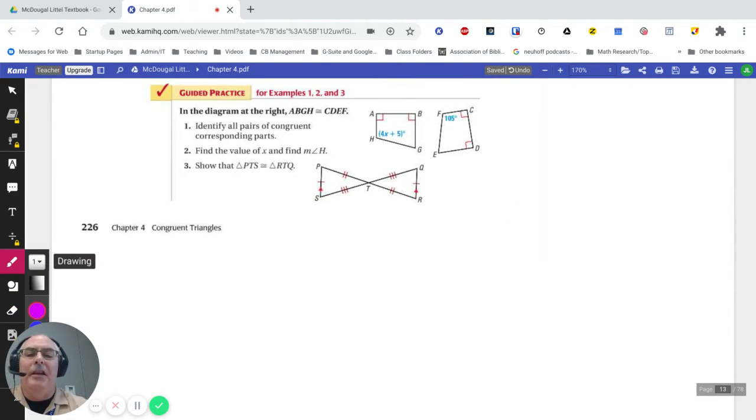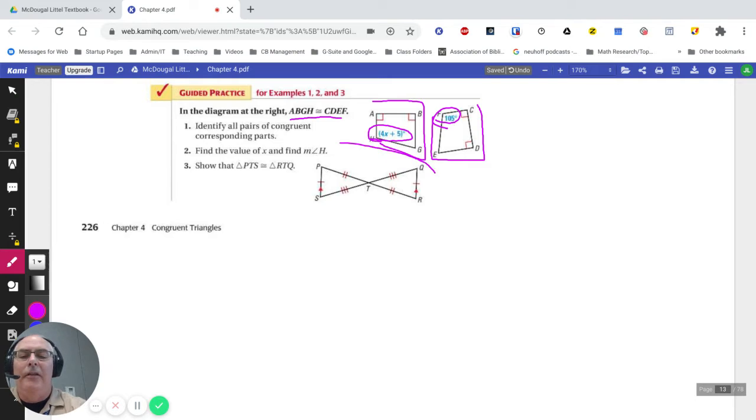I've got a couple of examples here. Again, I'm told that these two figures are going to be congruent. So it goes A, B, G, H, and then it's going to go C, D, E, F. What I'm going to want to do is rotate it, and then I will find that this angle and this angle are going to be the same. It allows me to solve for x.